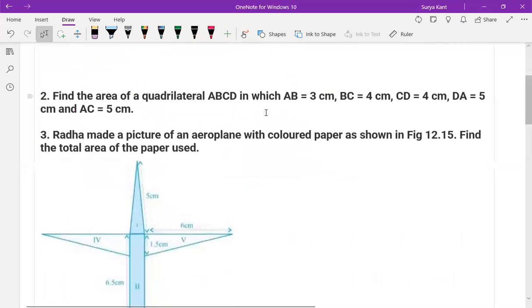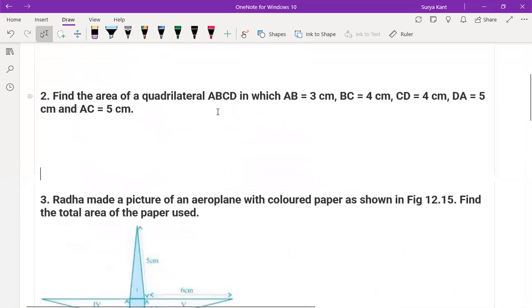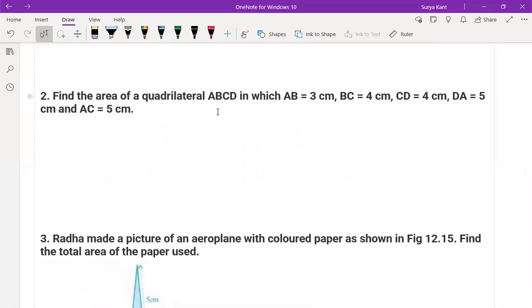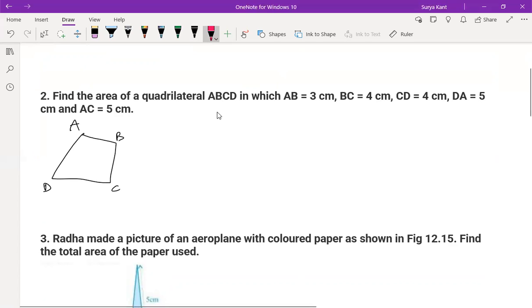Okay, next question is find the area of quadrilateral ABCD. AB is 3, BC is 4, CD is 4, DA is 5, AC is 5. This is easier, nothing is there. Separate into two triangles. If you use Heron's formula, because there is no 90 degree over here, you can find this easily.